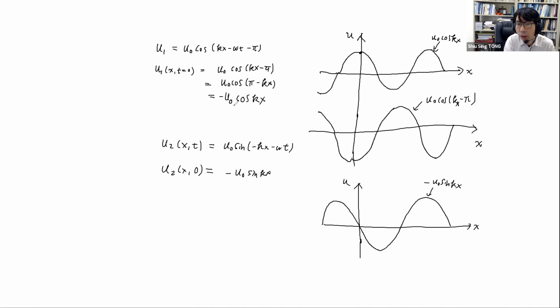Now, what is the direction of travel of this wave? In the first case, the signs before omega and k are opposite, so it travels in the positive x direction. For this case, both the signs of omega and k are negative, so they are of the same sign. That corresponds to a wave traveling in the negative x direction. Okay. So is that okay for you? So I save it.